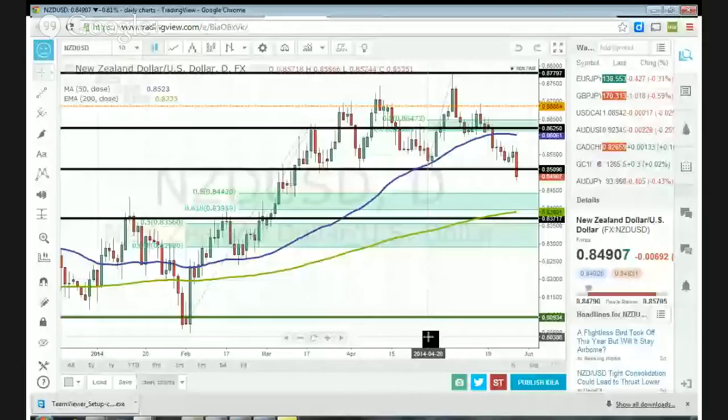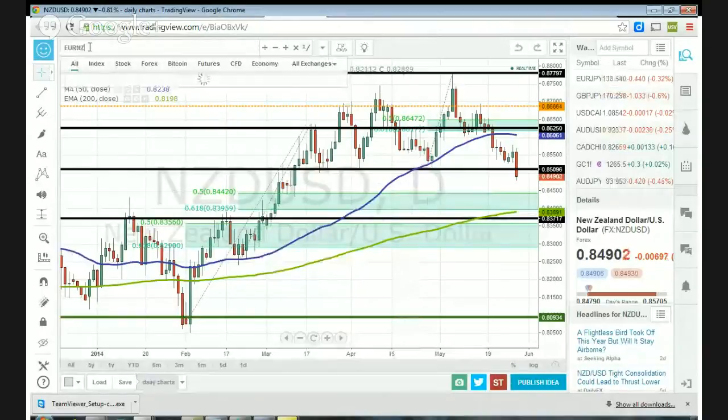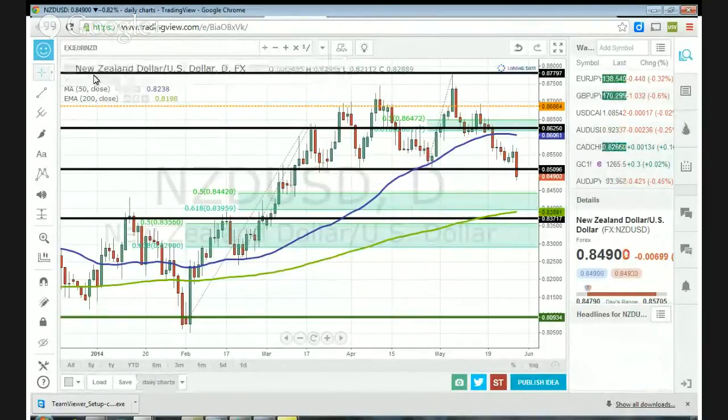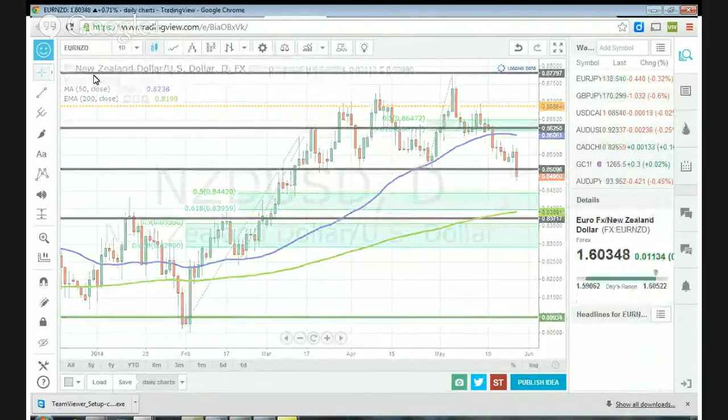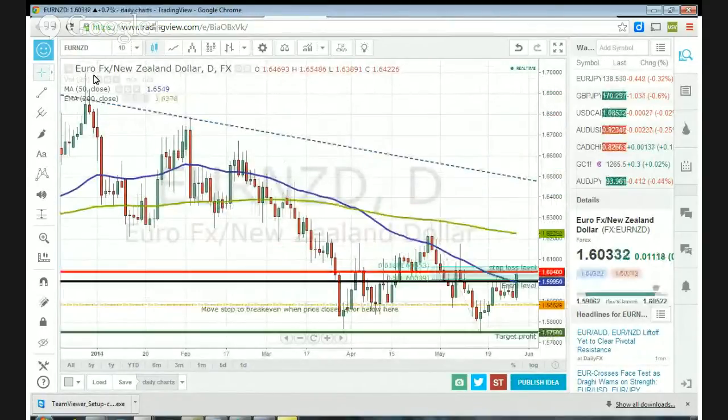Okay. Now, the first chart I want to take a look at today is a trade, an order I talked about yesterday that got filled and it got stopped out for a loss. Just want to review that trade. Euro Kiwi. Okay, there we go.